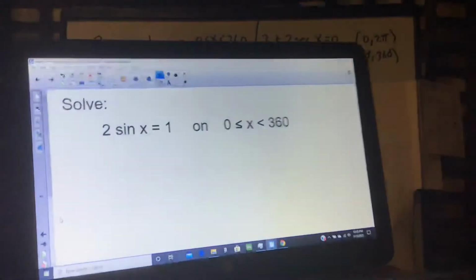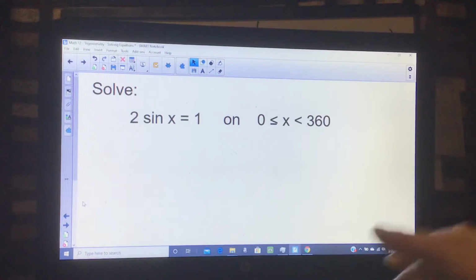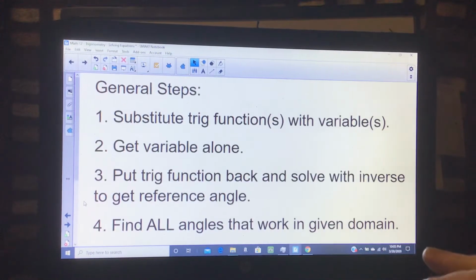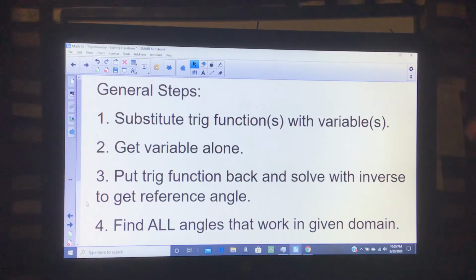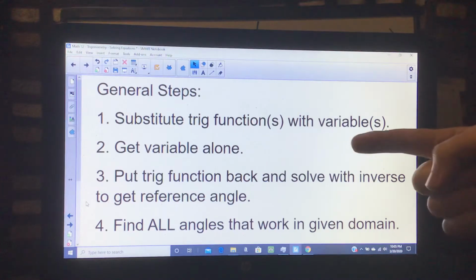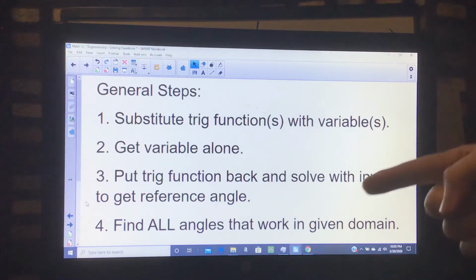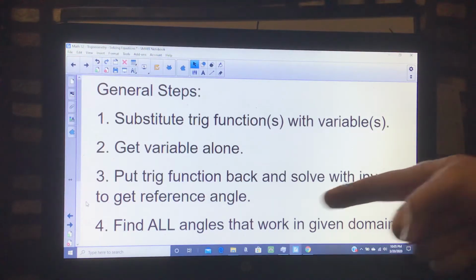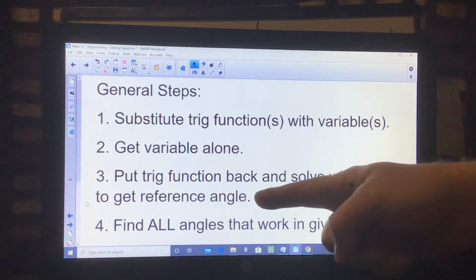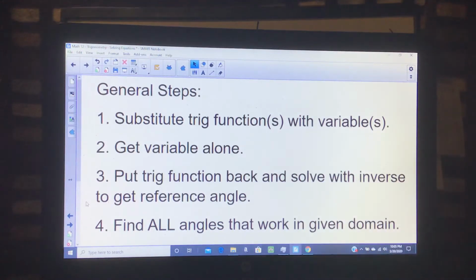So to remind you of those 4 steps, let's go back. So you can go back and look. I substituted with a variable. I got the variable alone. Once the variable is alone, I put the trig function back in. I used an inverse trig function to find the reference angle, and then I found all angles in all quadrants that worked.